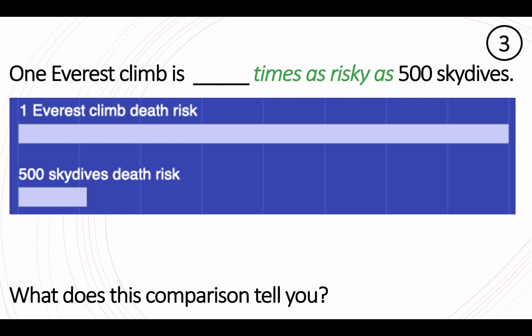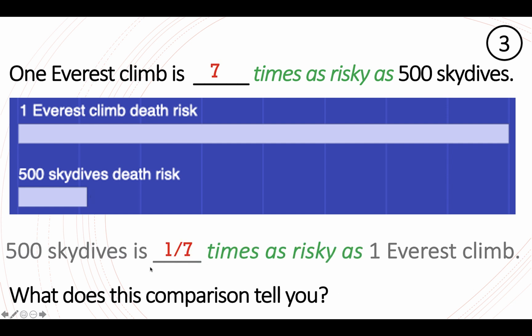So they'll get a handout that has these things printed on it. For example, comparing 1 Everest climb and 500 skydives. And they'll have to use their fingers to compare and come up with an estimate. After that, you can go ahead and give the exact answer. Now, it's very important that at the end of every slide, we have a discussion question. The point is not just to make these multiplicative comparisons and end there, but then for the students to think about what that tells them and what kind of information they've learned from making that comparison.